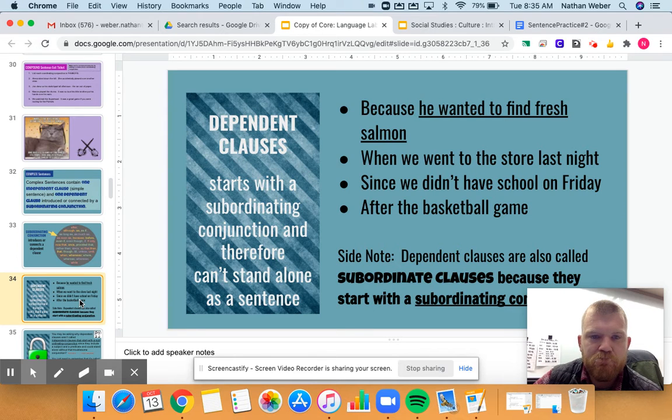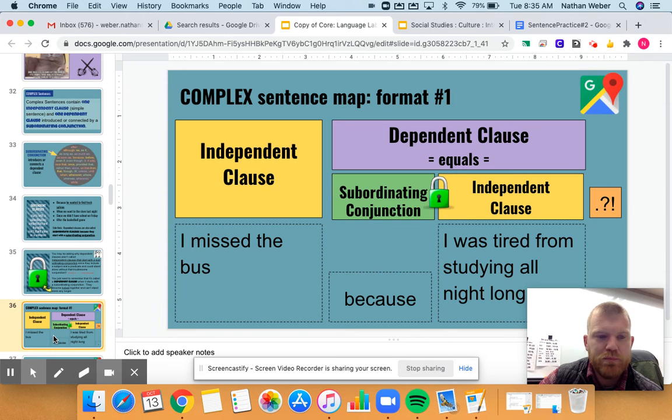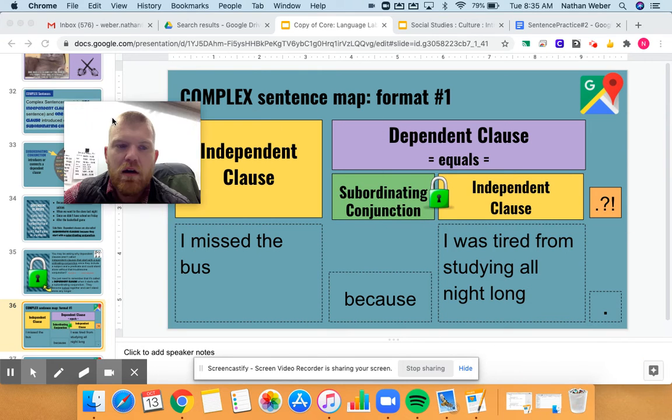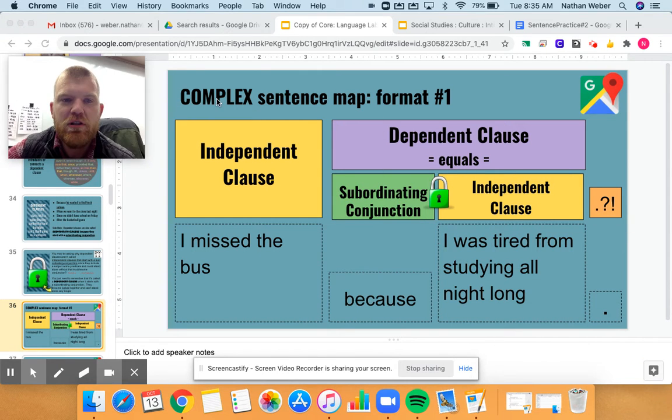Okay? Since it starts with a subordinating conjunction, it does not have a predicate or a subject, so it can't stand alone. Okay? So please write that down. Dependent clause cannot stand alone as a sentence. And then here is the complex sentence map. And this is a good spot to take a screenshot of the complex sentence map, format number 1.